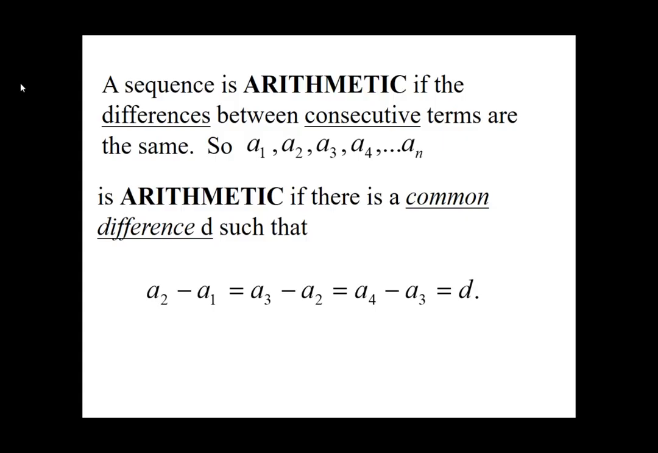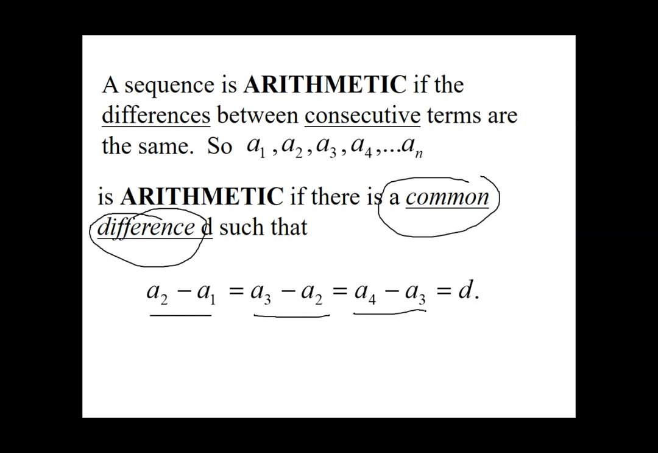So in order for a sequence to be arithmetic, it can only be that way if the differences between consecutive terms are in fact the same. So if you have the sequence a1, a2, a3, all the way up to an, it would only be classified as arithmetic if there was something called a common difference, and we're going to use d to represent the common difference. And in order for the common difference to exist, you would have to be able to subtract any pair of consecutive terms and always wind up with the same difference d. So if you did the second term minus the first term, it would have to be equal to the third term minus the second term, which would have to be equal to the fourth term minus the third term, and so on and so forth.